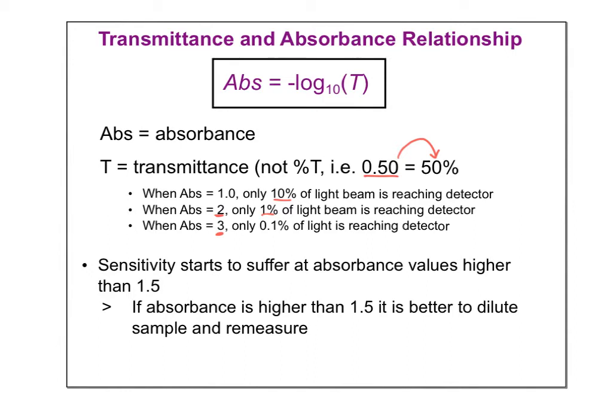So we talked about this already a little bit, but if you're too concentrated, if your absorbance is too high, our answers will suffer a little bit. So 1.5 or higher is really where we shouldn't go past for absorbance. Then it's going to start to impact our calculations. So you should probably dilute.